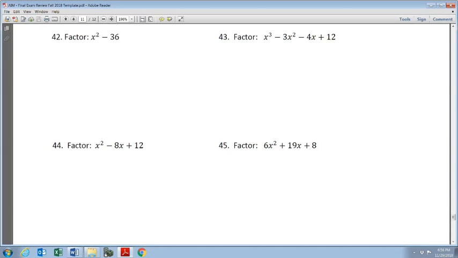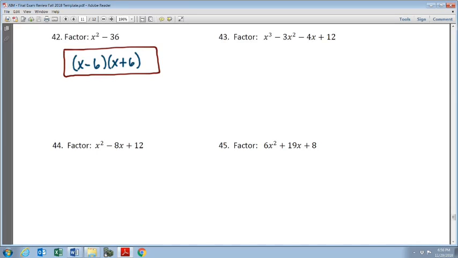Alright, so we're finally on the last video here, and let's start with number 42. We've got a difference of squares here that we're asked to factor. These are actually pretty easy. We need two numbers. Well, first of all, we know that it's going to be two binomials. And actually, I'm just going to go ahead and write the answer here.